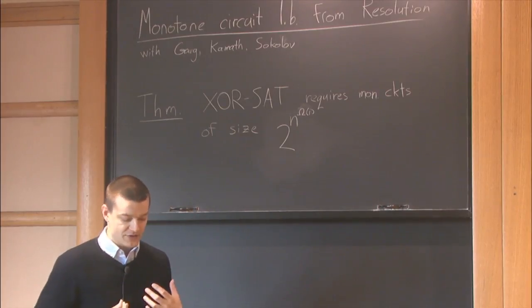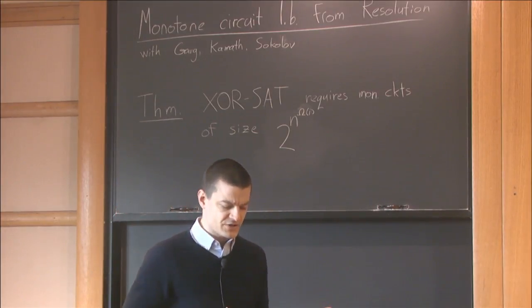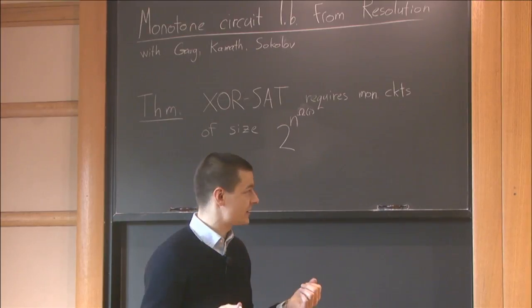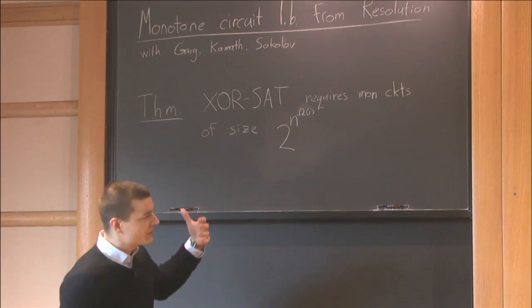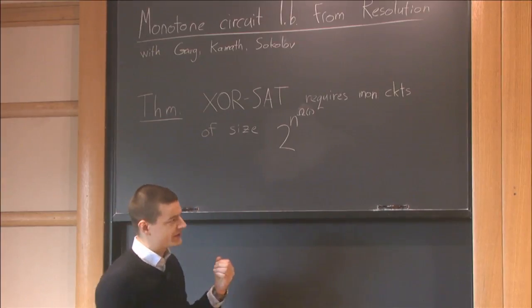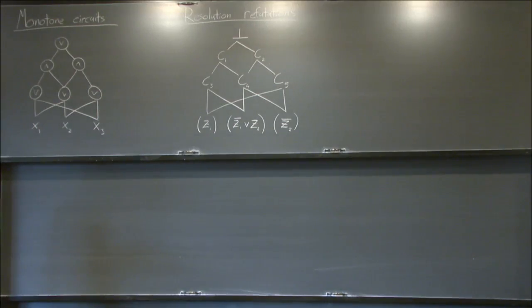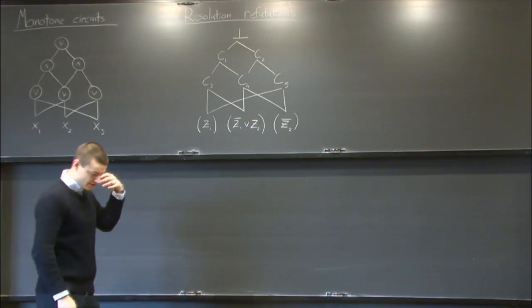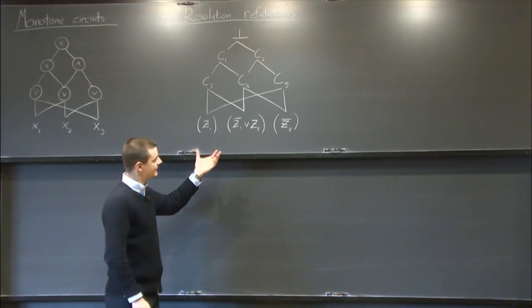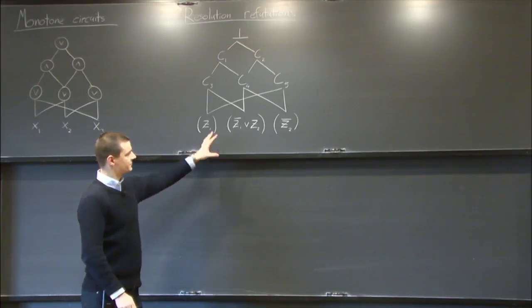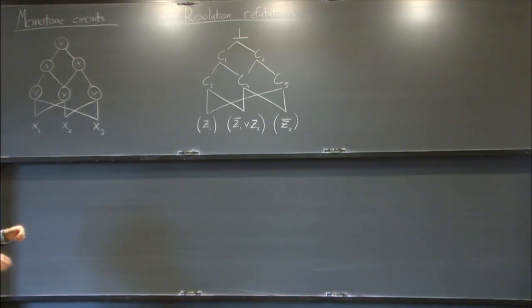Last week it was all about how communication protocols and decision trees can be related by lifting theorems. This is also such a lifting theorem, but now for a pair of models that don't really seem like a communication-query pair. So we're going to prove lower bounds for monotone circuits, starting from lower bounds in this well-known propositional proof system called resolution.